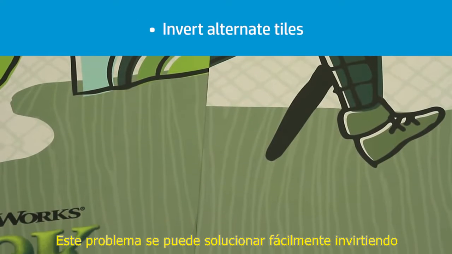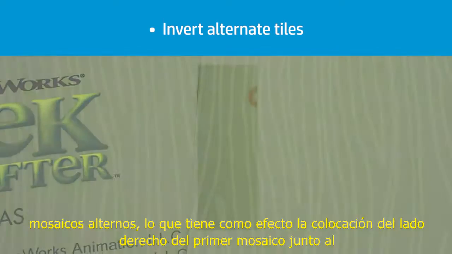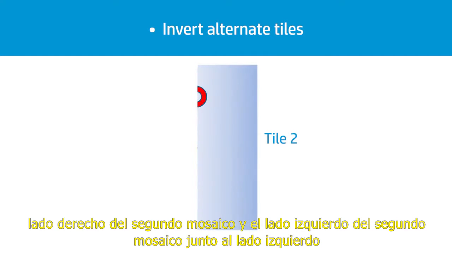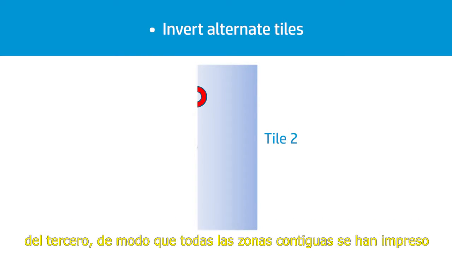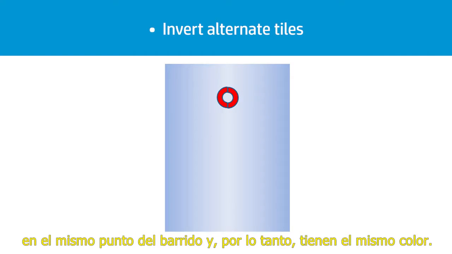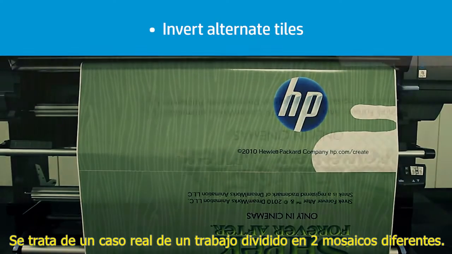This issue can easily be overcome when inverting alternate tiles, which has the effect of placing the right side of the first tile next to the right side of the second tile, and the left side of the second tile next to the left side of the third. So all contiguous areas have been printed in the same point on the swath, and so they have the same colour. This is the real case of a job divided in two different tiles.